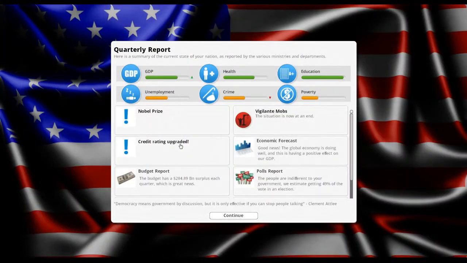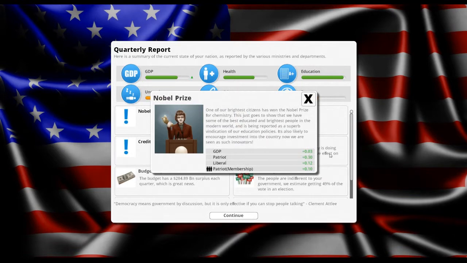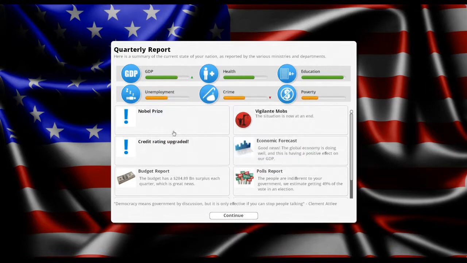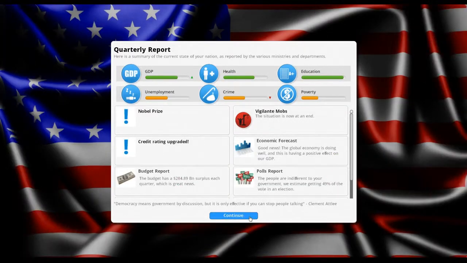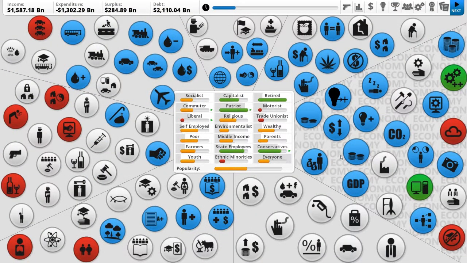Okay, credit rating upgraded, that's good. Got 49% of the electorate, $284 billion surplus, no more vigilante mobs, and a Nobel Prize, which increases our GDP by 3%, patriot opinion by 30%, and liberal opinion by 12%, and 10% more of the population are patriots. Let's check out crime. Look at that. Democracy means government by discussion, but is only effective if you can stop people talking. It's very interesting.